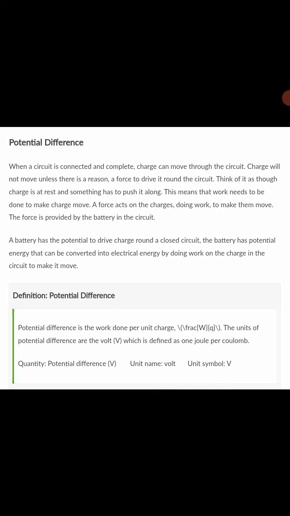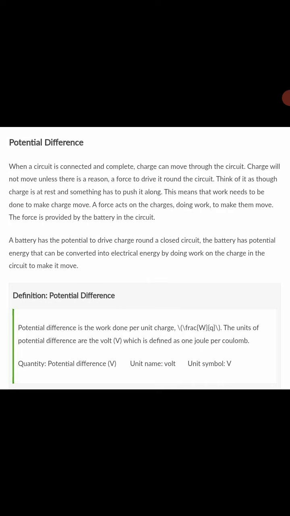So we want to start with potential difference. We're looking at current electricity. We know current is a flow of charges, and when we're talking of charges, we're talking of electrons, right? The flow of charges. Let's start with some key concepts. In current electricity, potential difference. When a circuit is connected and complete.